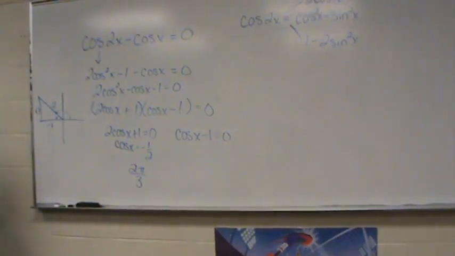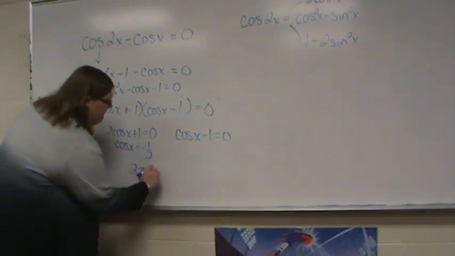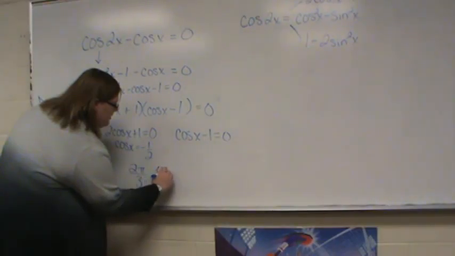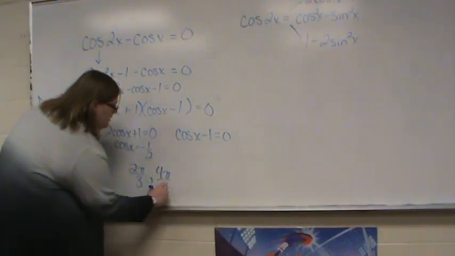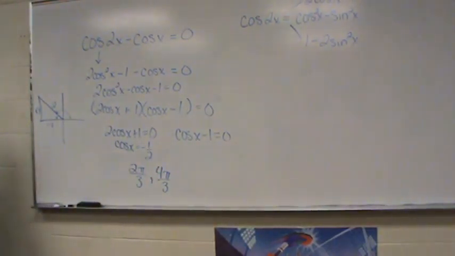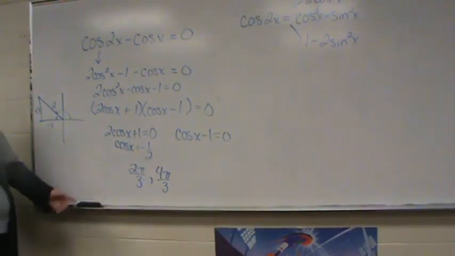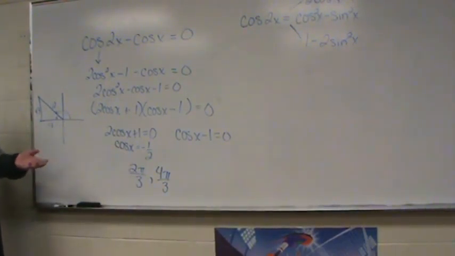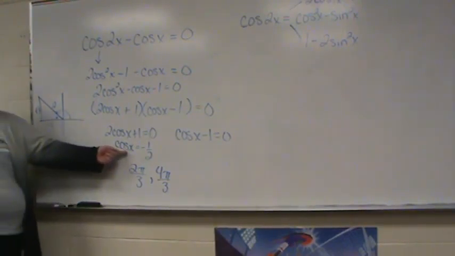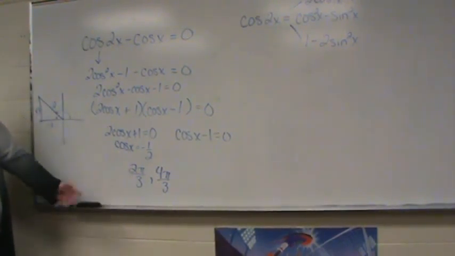And then there's another one in the third quadrant. What's my one in the third quadrant? It's 4 pi over 3. Now in this case, do I have to add plus or minus 2k pi? No, because this time I'm just given that regular x.